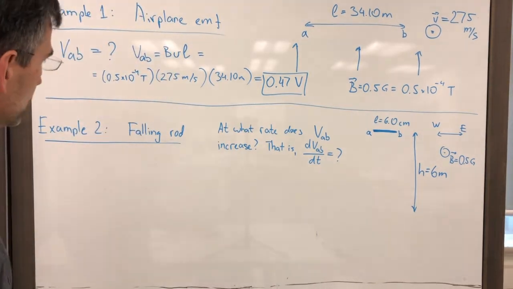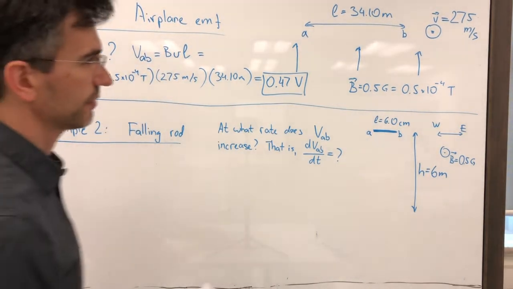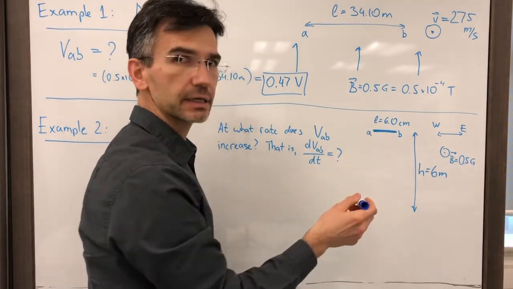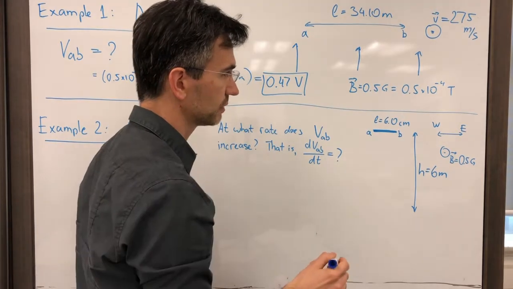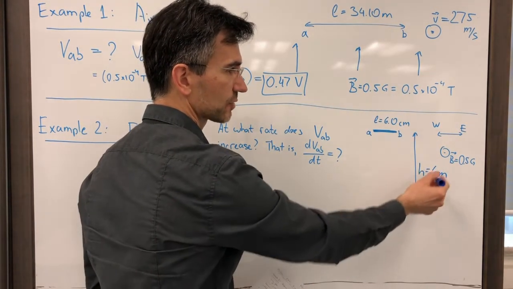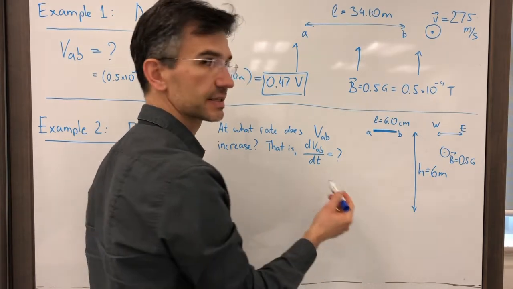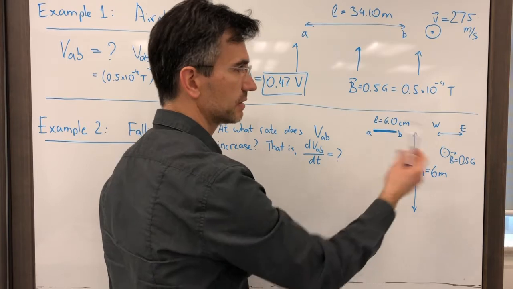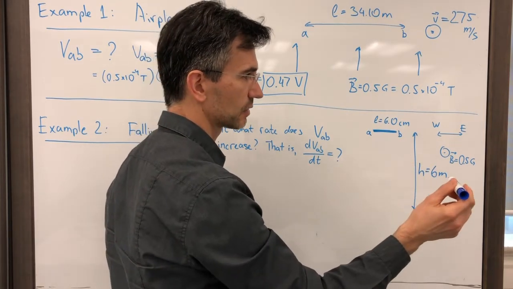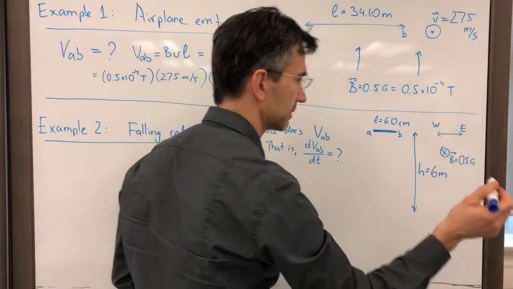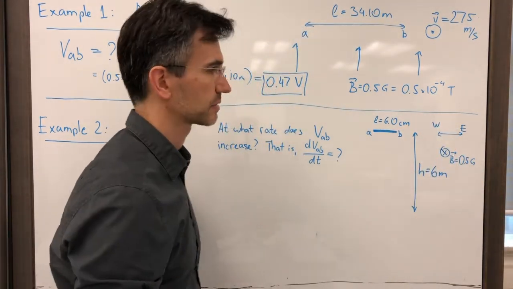Let's go to example two, where we now have a conducting rod free falling in Earth's gravitational field from an initial height h of 6 meters. The width of the rod is 6 centimeters. And we're told that the rod is oriented east-west, and the magnetic field of the Earth is pointing north. It's actually going to be into the board now, and it's again half a Gauss.